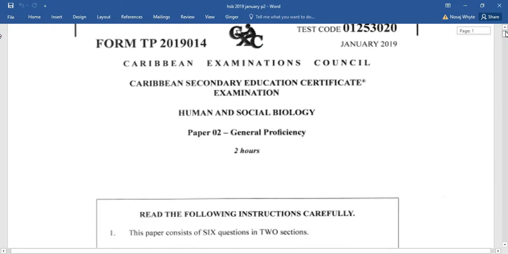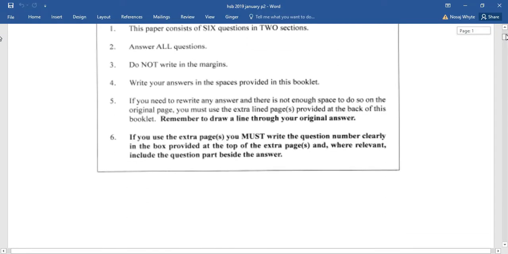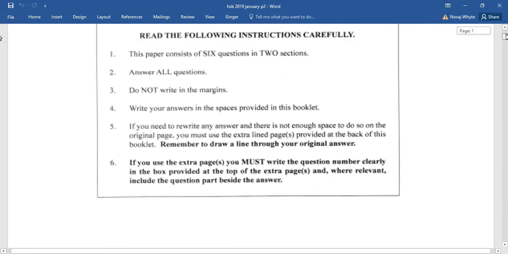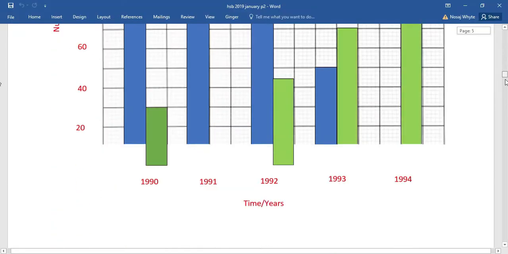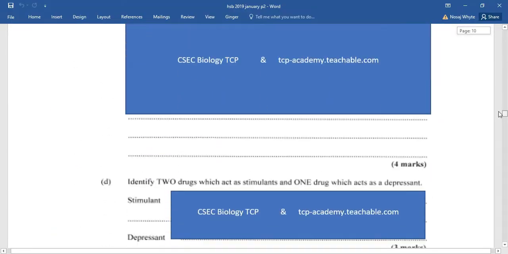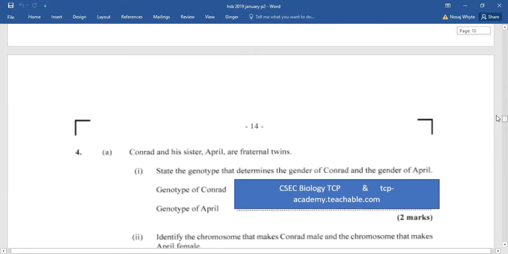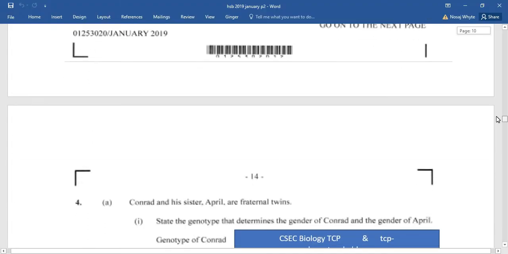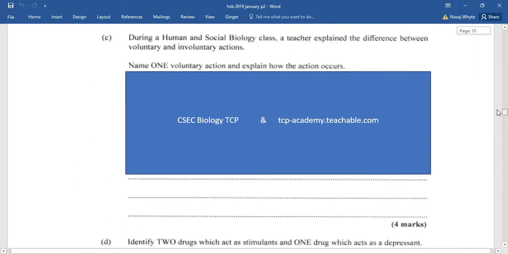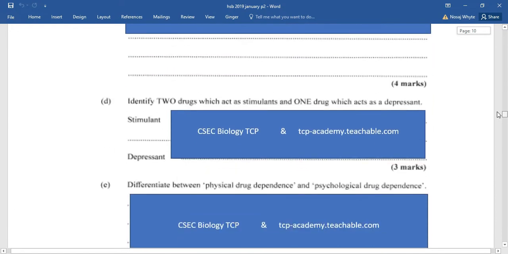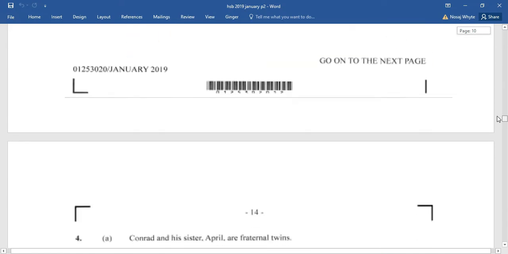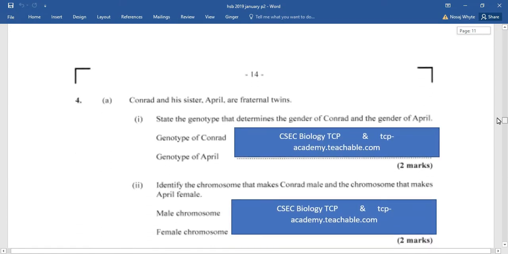So the paper usually looks like this for those persons who are seeing it for the first time. We're going on down to question number 4, being that we did question number 3 in our last presentation. So you remember us going through question number 3 in our last presentation. We're going to be looking at question 4 to question number 6.